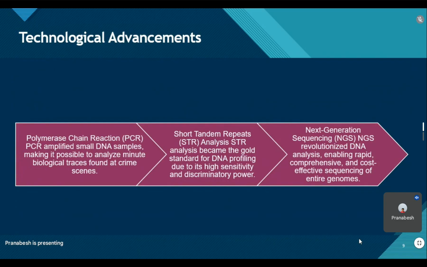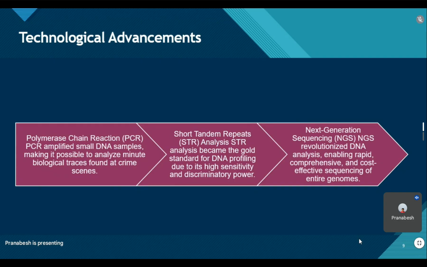And what about the variable number of tandem repeats? In VNTR, the repeat unit is longer, more than 6 base pairs. But in the case of STR, short tandem repeat, there is a short sequence which appears repetitively, and the length of the sequence is only 2 to 6 base pairs. So that is the difference between the VNTR and the STR.